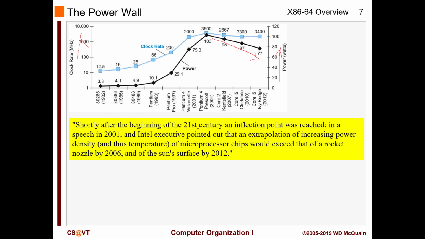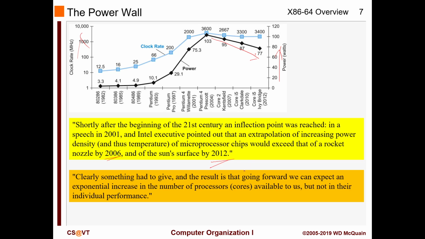Shortly after the beginning of the 21st century, an inflection point was reached. In a speech in 2001, an Intel executive pointed out that an extrapolation of increasing power density and thus temperature of microprocessor chips would exceed that of a rocket nozzle by 2006 and of the sun's surface by 2012. That didn't happen. But the main reason is because we also came up with cooling systems. You already know all the cooling technologies that are out there in the market, which is pretty cool, honestly.